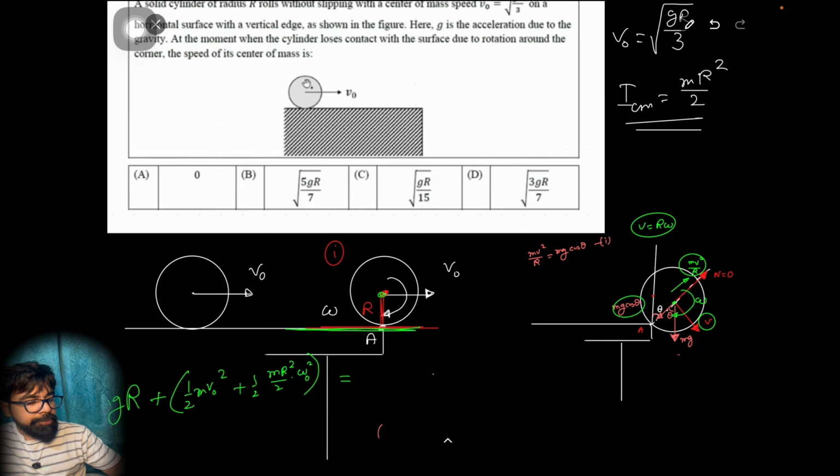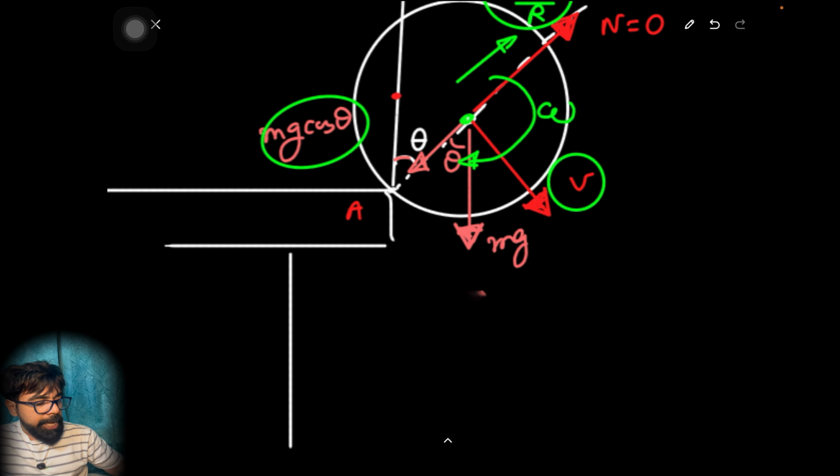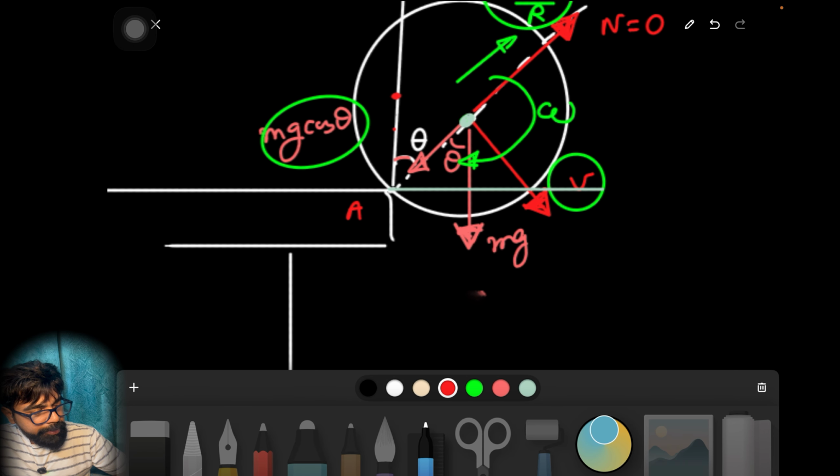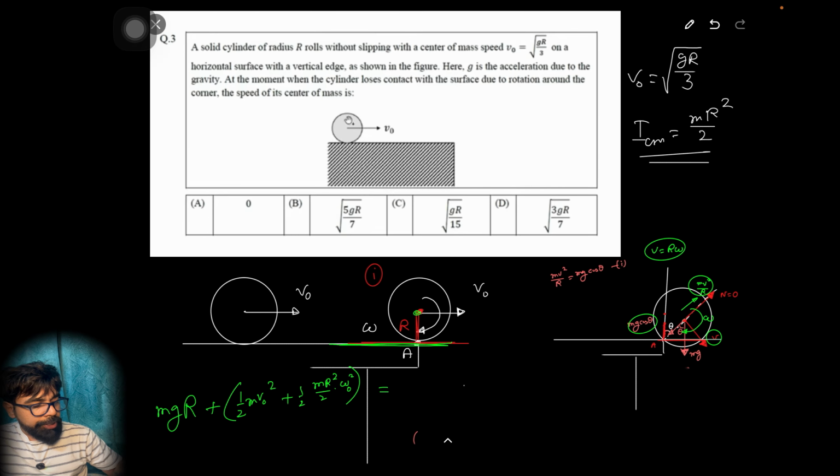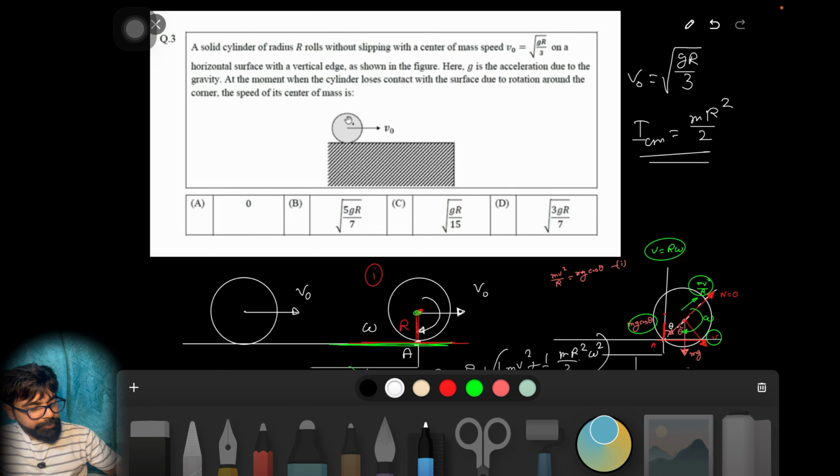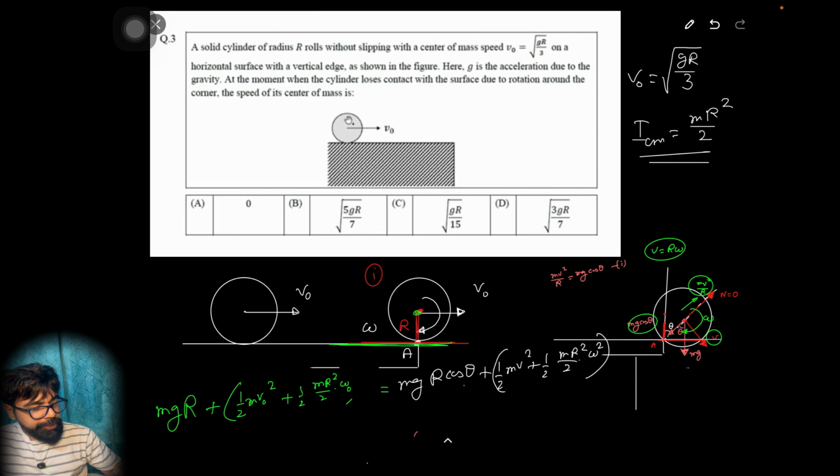So what will be its final energy? Final energy means I need this height. Which height? The height from the reference frame where the center of mass is present. So from simple geometry, I can easily find out this red line, the height of the center of mass from the reference line. How much is it? It is r cos theta. So the potential energy is mg r cos theta, and the kinetic energy is half mv square plus half mr square by 2 into omega square. So please check whether this equation is understood or not.